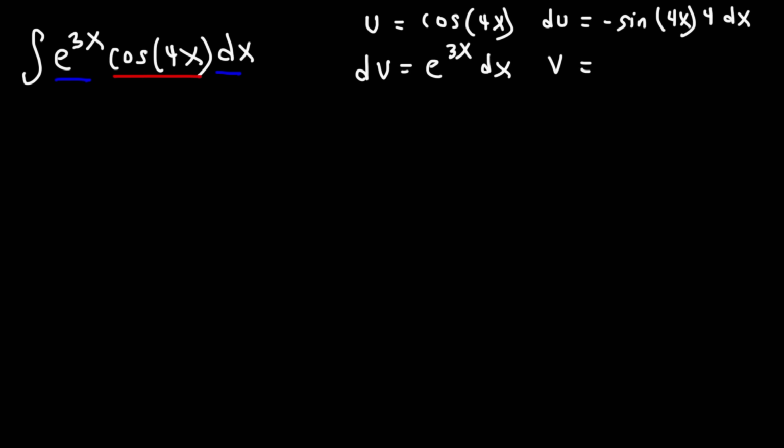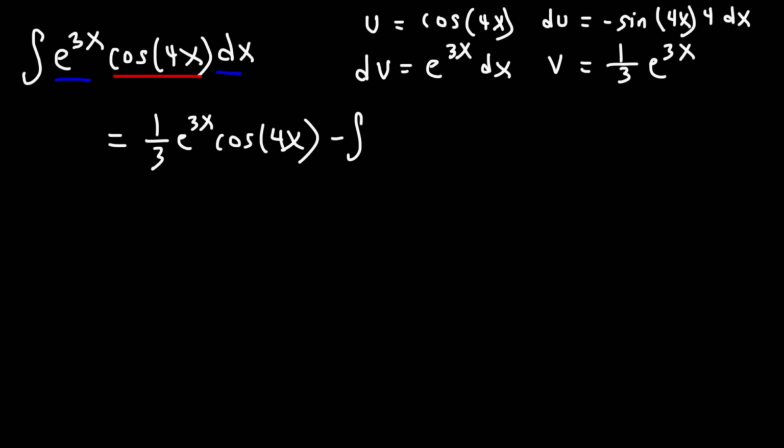The antiderivative of e to the 3x is e to the 3x over 3, which we can write as 1/3 e to the 3x. So using the formula, it's going to be uv, so that's 1/3 e to the 3x times cosine 4x minus the integral of v du. So v is 1/3 e to the 3x, du, that's negative 4 sine 4x dx.